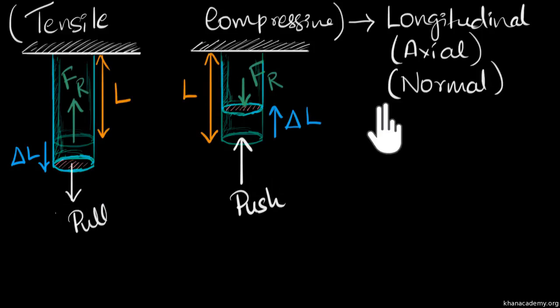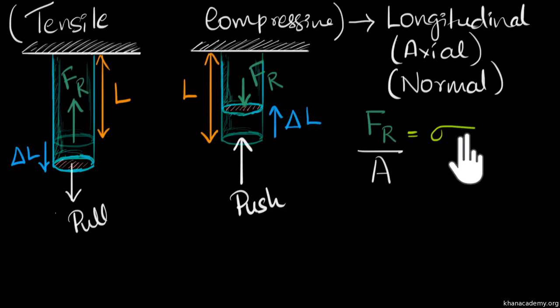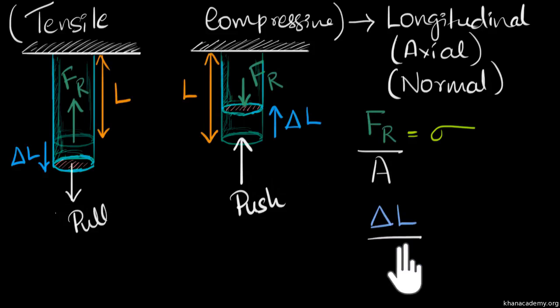There are some symbols used over here. So when you calculate the stress, the restoring force divided by the cross-sectional area, this longitudinal stress or normal stress is usually written by the symbol sigma. And similarly, if you take this strain, that is delta L divided by L, relative change in the length, remember? Then this strain is usually represented by the small Greek letter epsilon.